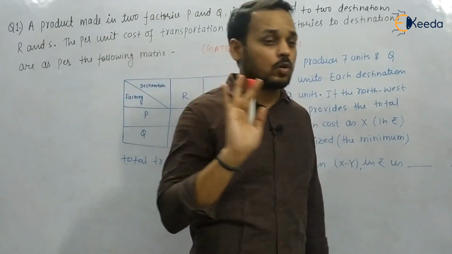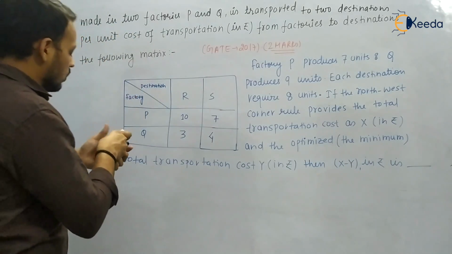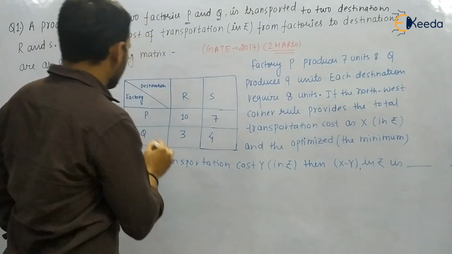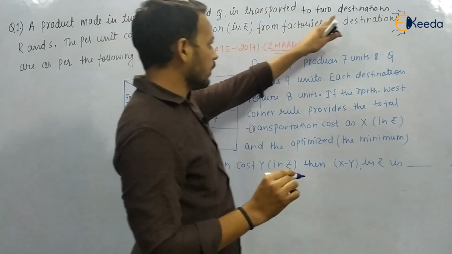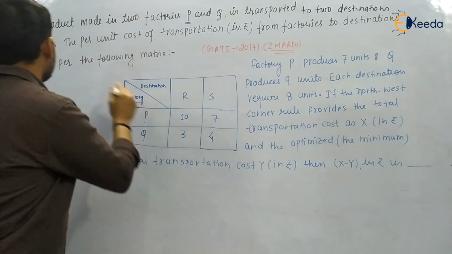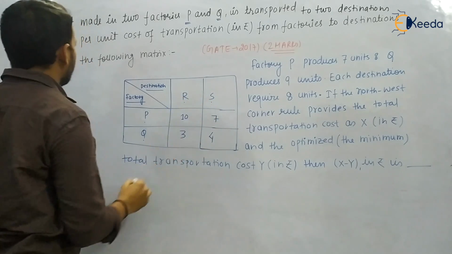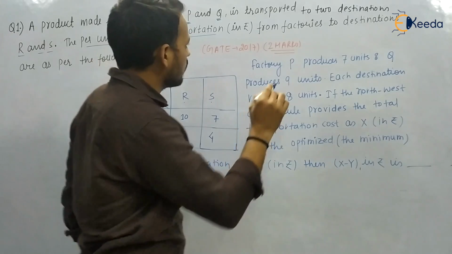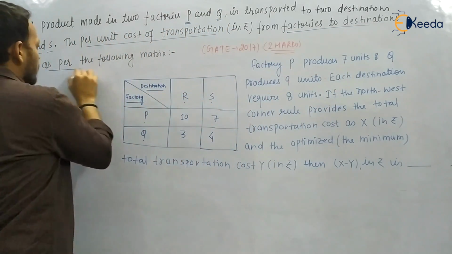So we will read the question. It says that a product is made in 2 factories, factory P and factory Q, and it is transported to 2 destinations, R and S. The per unit cost of transportation from factory to destination is as per the following matrix.